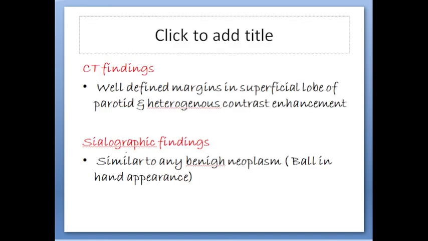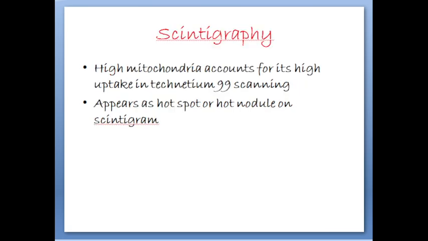CT findings include well-defined margins, location in the superficial lobe of the parotid, and heterogeneous contrast enhancement. The sialographic findings are similar to that of pleomorphic adenoma, which is the ball and hand appearance. Scintigraphy: high mitochondria accounts for its high uptake in technetium 99 scanning. It appears as a hotspot on the scintigram.